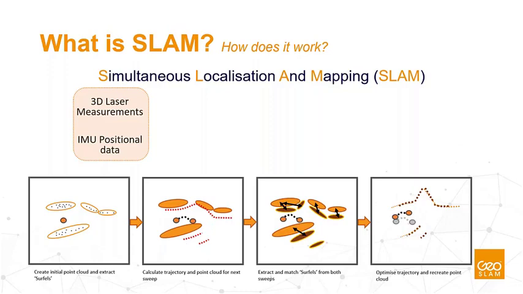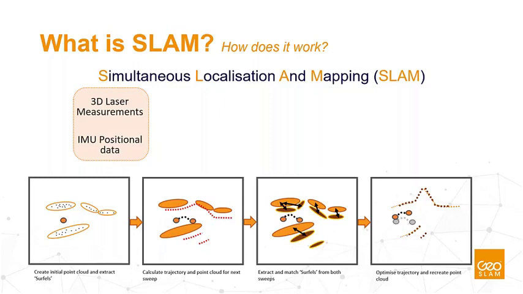So basically what that is, it's taking three-dimensional laser measurements. Those are the measurements that we're capturing with the scanner. And it is also collecting IMU positional data. IMU stands for Inertial Measurement Unit, and we're able to take that simple data and use that to roughly calculate position and trajectory through an unknown space.